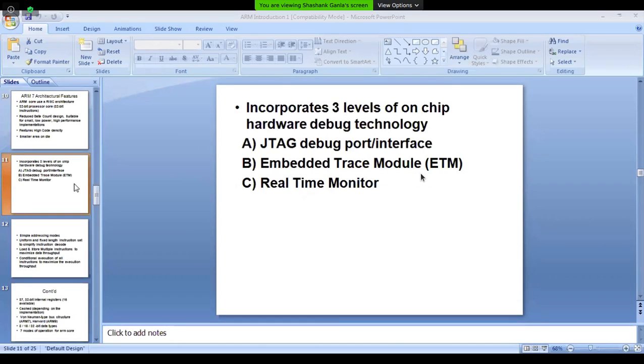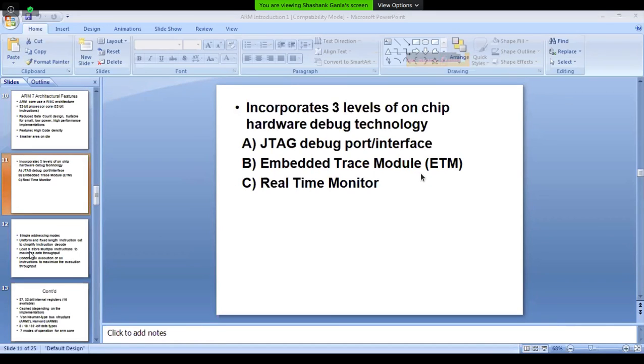So these two debugging techniques, embedded trace module and real-time monitor, are higher-end debugging techniques used in ARM architecture for real-time testing. That was the briefing about the three levels of debugging technologies supported in the ARM architecture.